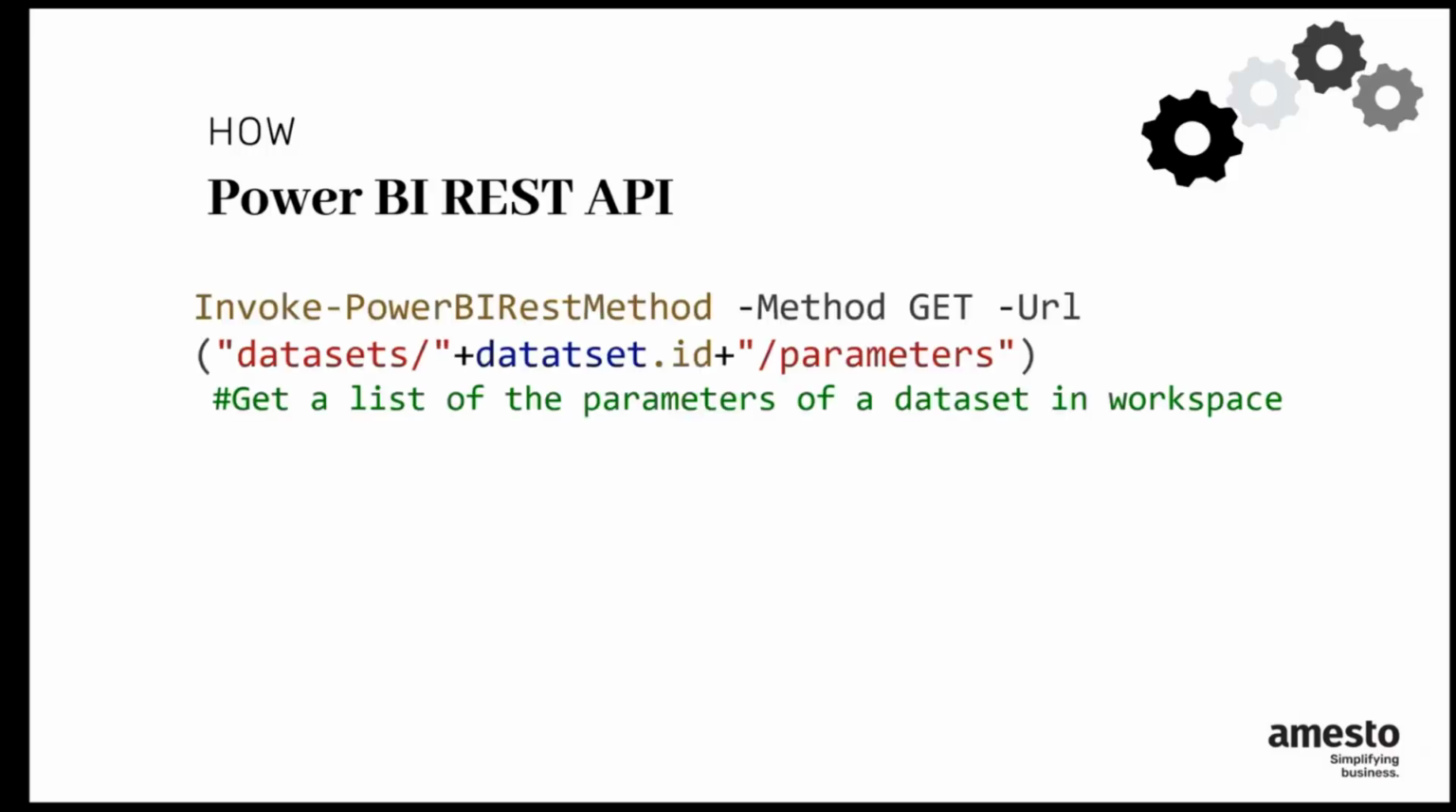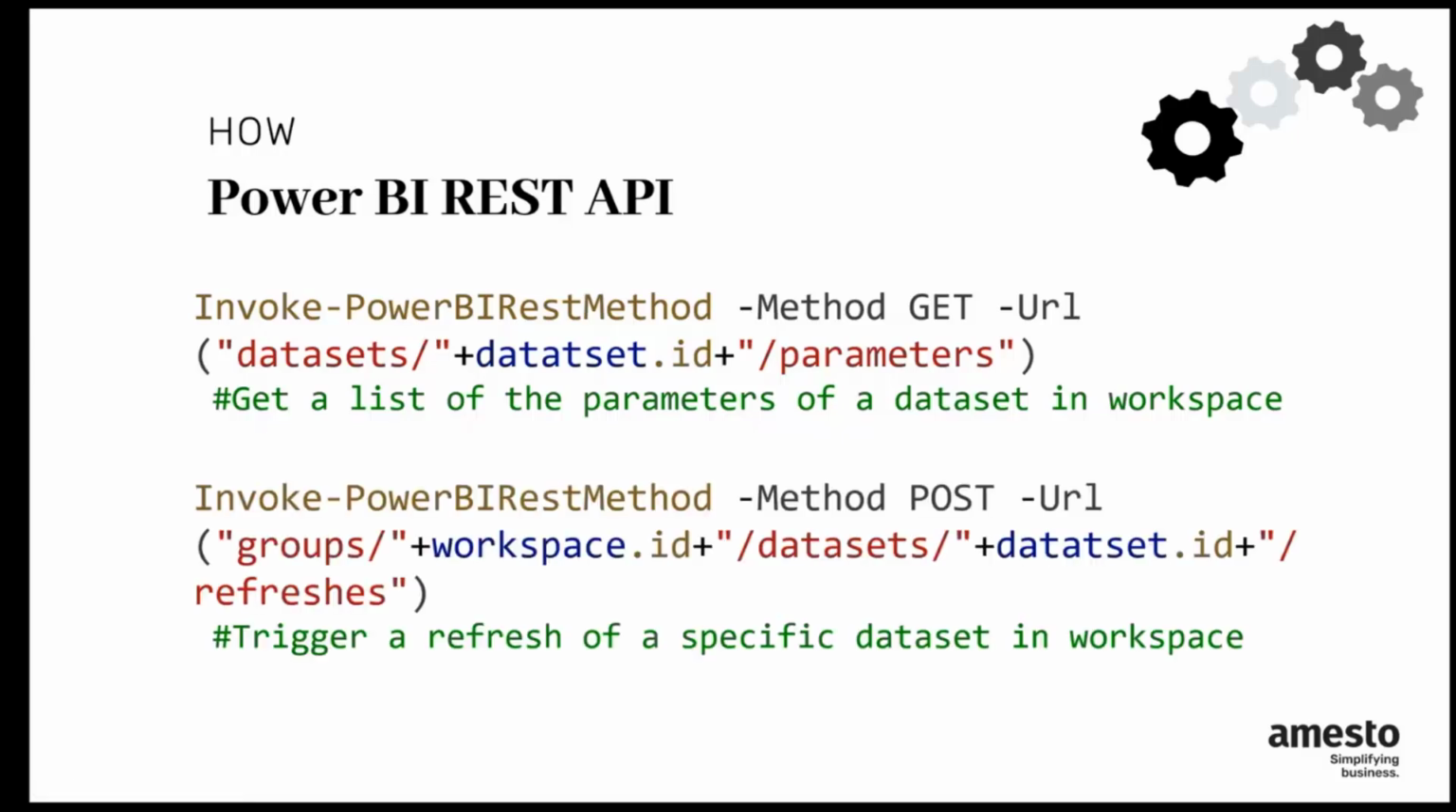Post and Get are two HTTP methods that are used to send and receive data between PowerShell and Power BI. Get requests are used to retrieve data, and here's an example of using it to get a list of parameters in a workspace. I can see Get here. So this is how we would call the API in PowerShell to get a list of parameters of a dataset in a workspace. While here, you can see an example of a Post request, and Post requests are used to send data in order to create or update a resource.